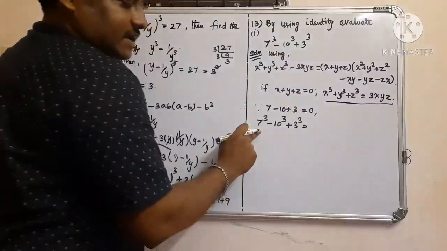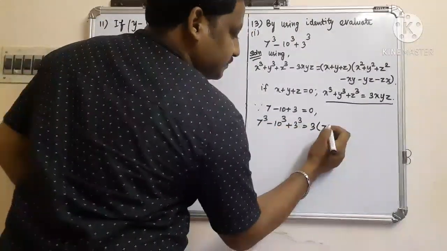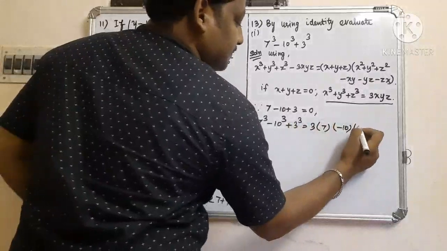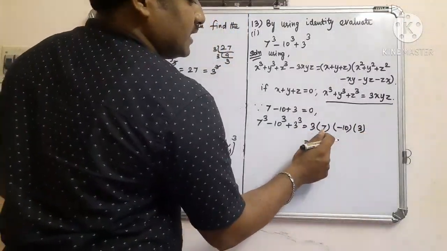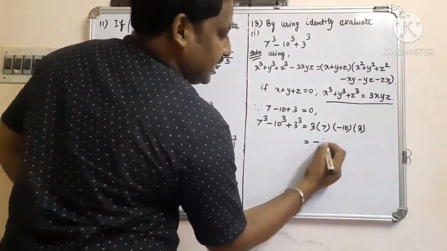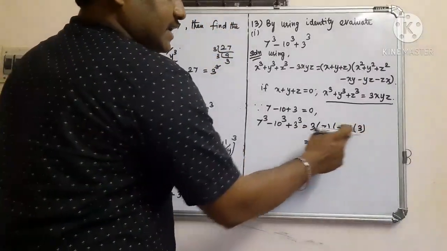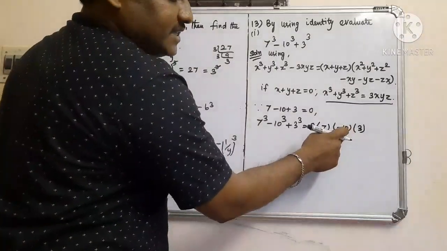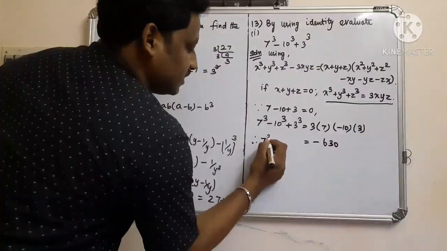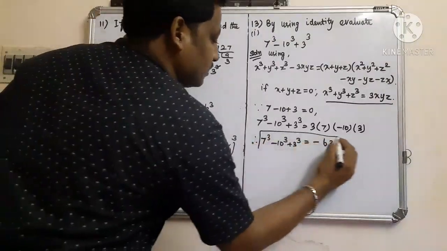Now substitute here: x is equal to 7, y is equal to minus 10, z is equal to 3. So 3 into x value 7, y value minus 10, and z value 3. 7 3s are 21, 21 into 3, 63. 63 into minus 10 is minus 630. Clear? 3 3s are 9, 9 7s are 63. 63 into minus 10, plus into minus minus, 630. So the value of 7 cube minus 10 cube plus 3 cube is equal to minus 630.